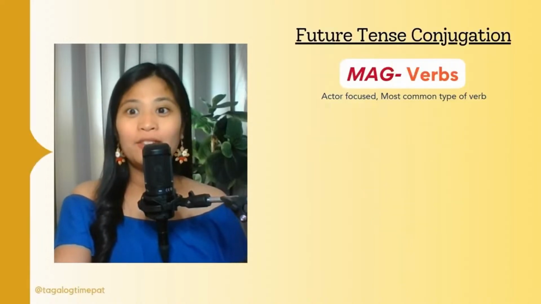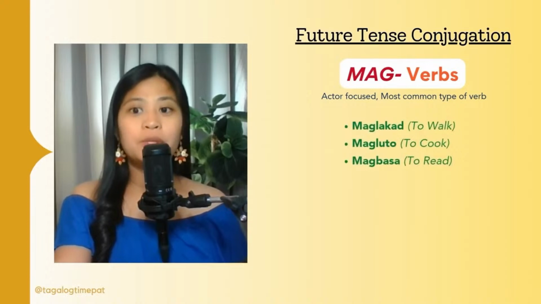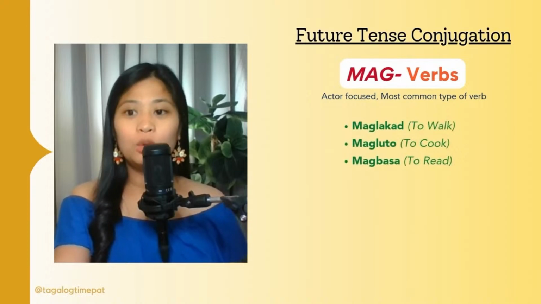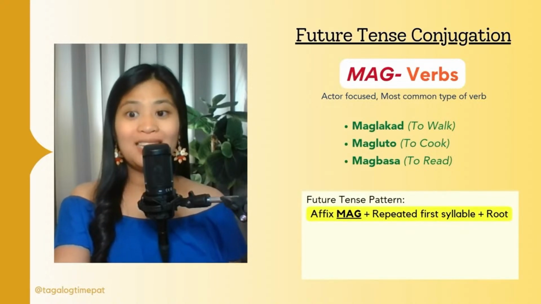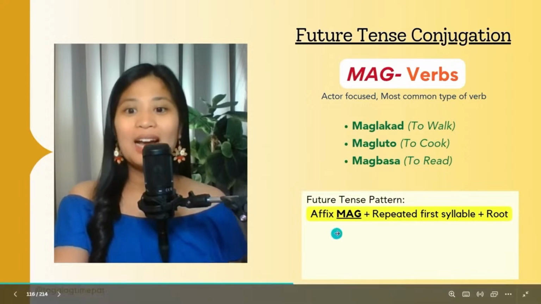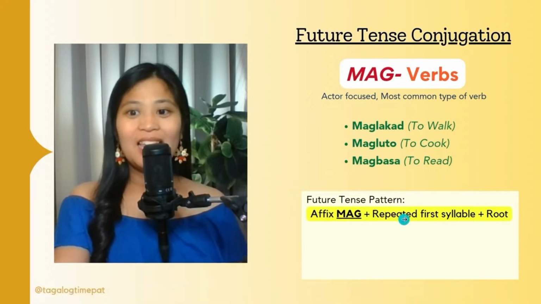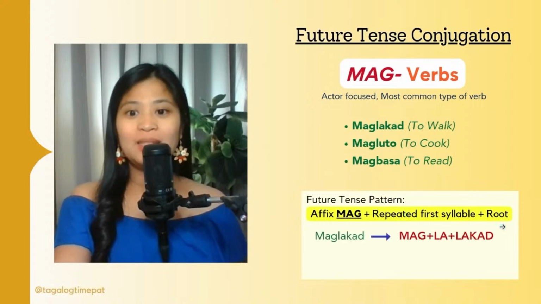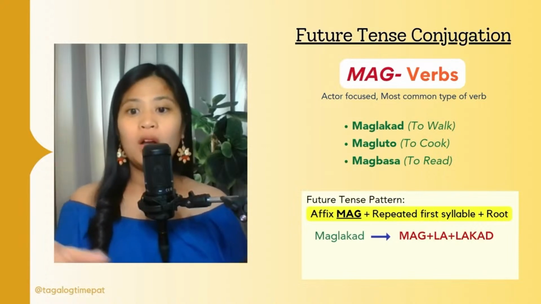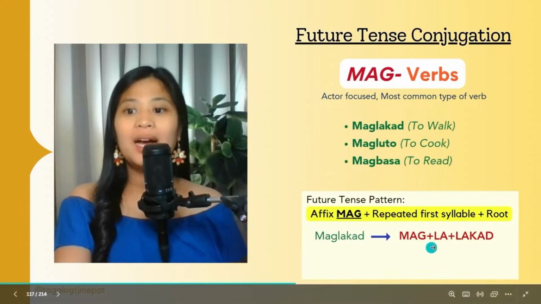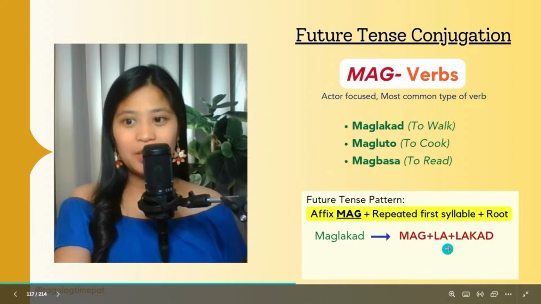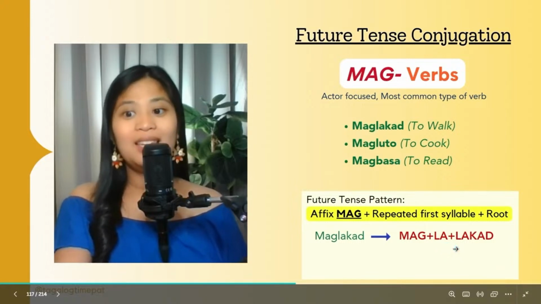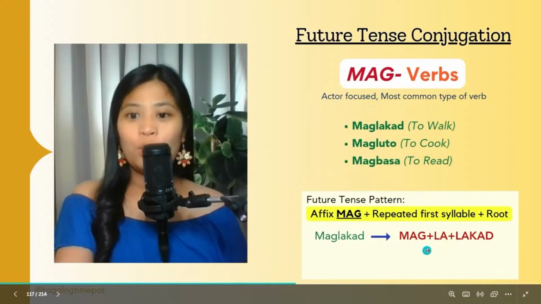Let's start with mag-verbs. Again, our mag-verbs are maglakad to walk, magluto to cook, magbasa to read. Now in the future tense, this is the pattern. Now it's the affix mag, then there's a repeated first syllable, and then the root. So in the future tense, if you wanted to say will walk, maglakad becomes maglalakad. So it's the affix mag, then there's a repeated first syllable, and then it's the root, lakad. So maglalakad ako, I will walk.